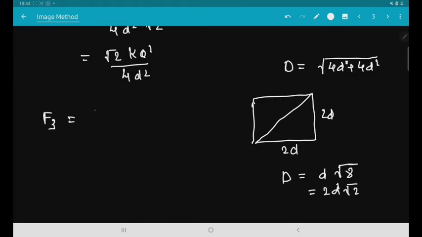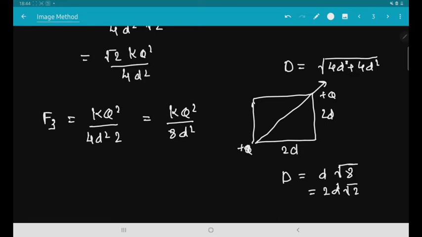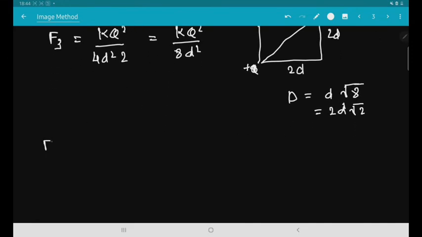So F3 will be KQ square by the diagonal squared, and it will be directed in this direction. We have a positive charge here and a positive charge here. So KQ square by 2, that means 4D square, and root 2, that means we'll get 2 here. So we can write this as KQ square by 8D square. Now we can easily calculate the net force.